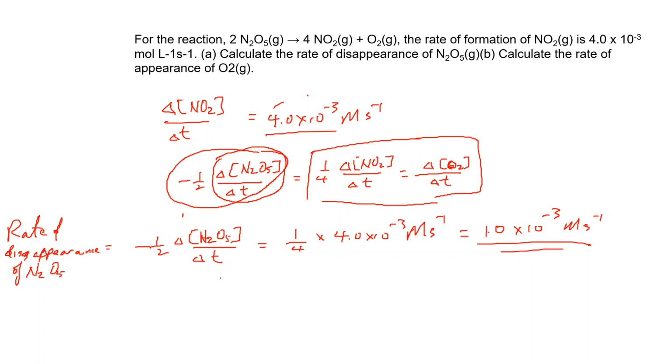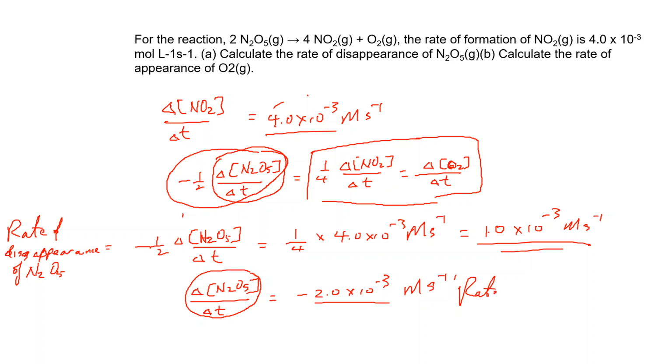So therefore, going from here, the change in concentration of N2O5 over change in time would be equal to minus 2.0 times 10 to the minus 3 M s to the minus 1. Okay, so this is actually the final answer for the A part, because the question is asking specifically for the rate of disappearance of N2O5. And in fact, the rate of disappearance would be equal to 2.0 times 10 to the minus 3 M s to the minus 1. All right, so please make a note of that.